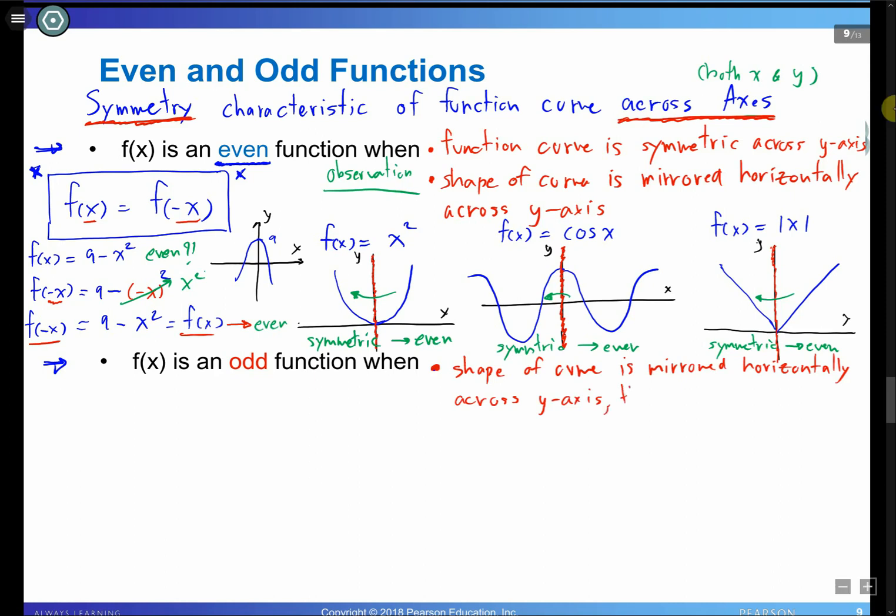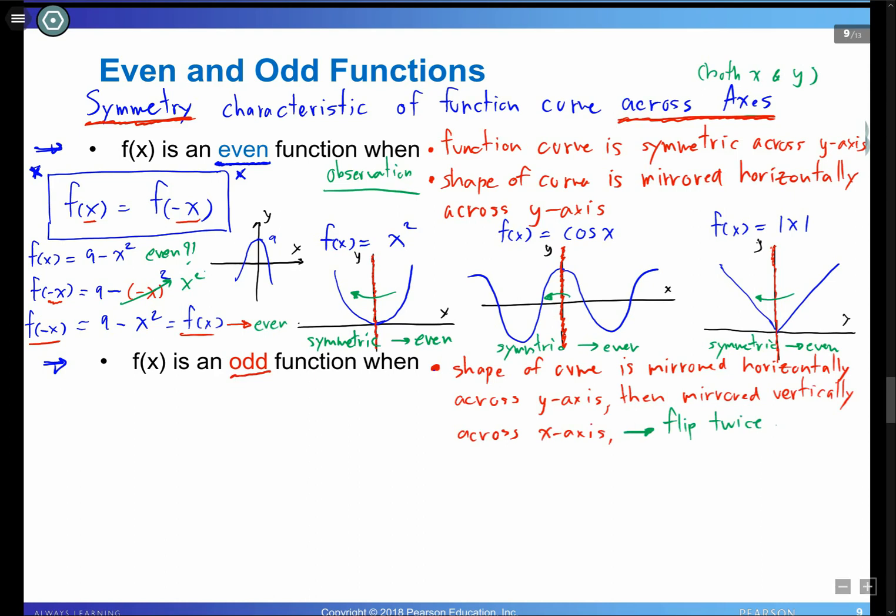Then it is mirrored vertically across the x-axis. So we are talking about mirrored twice, flipping twice. Here we are going to flip the graph twice in order to check on this condition of an odd function.